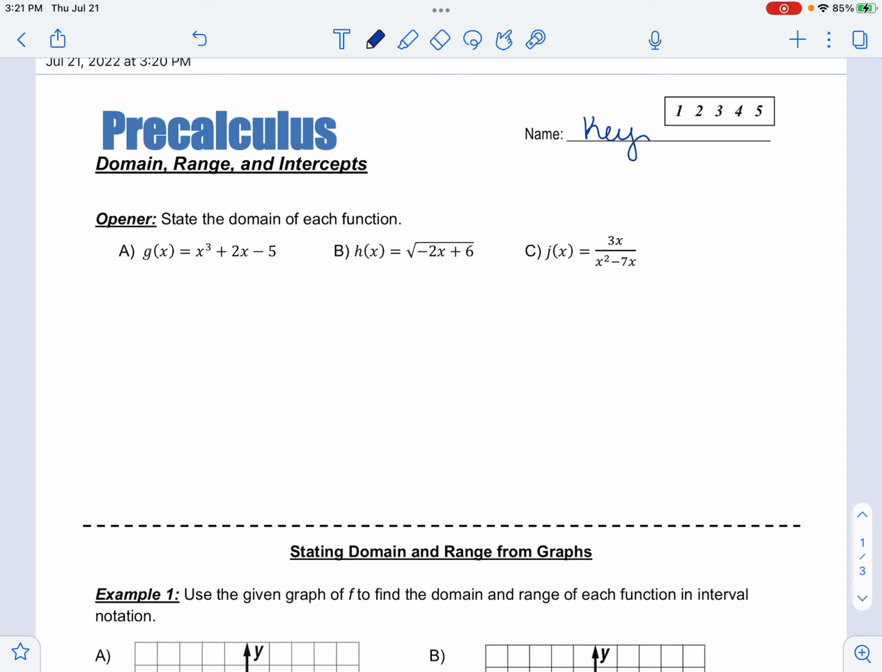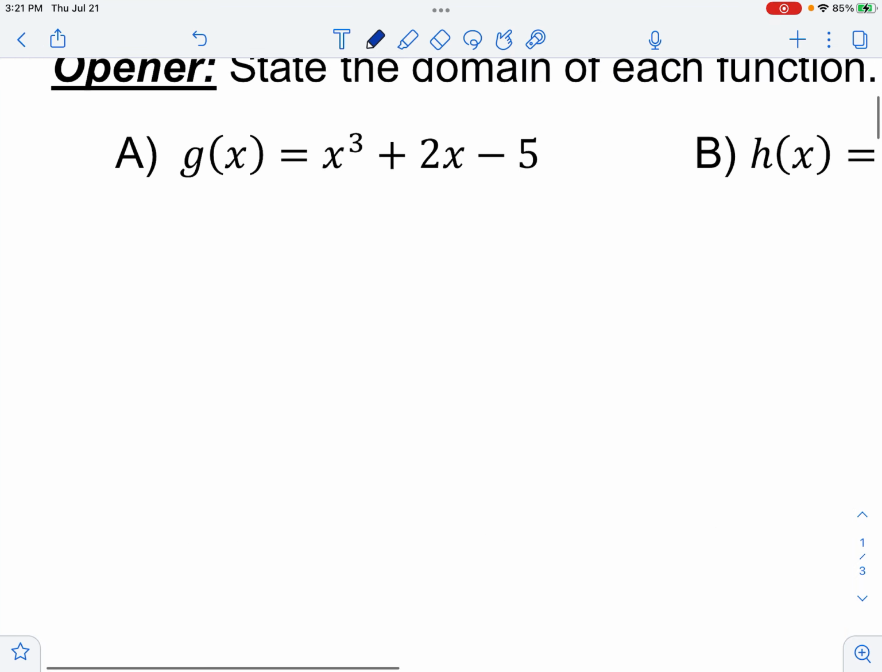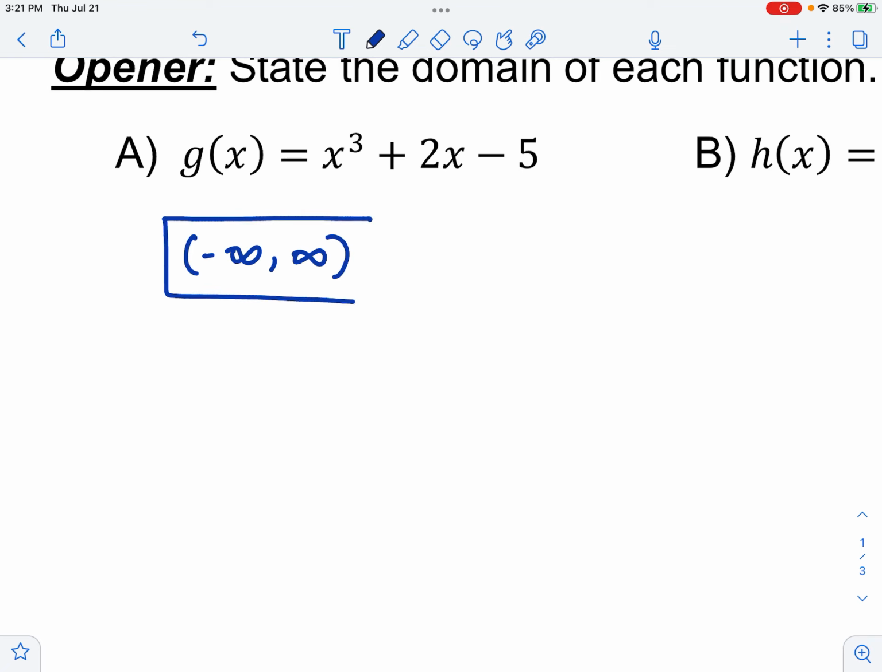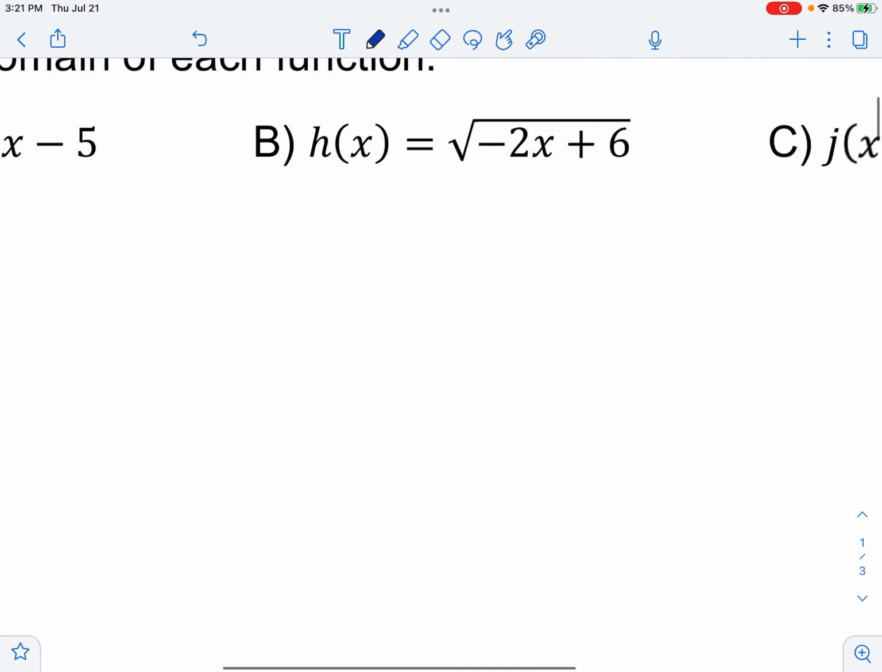All right, so remember when you're looking at an equation and trying to find the domain, you ask yourself, are there any restrictions? Are there any denominators? Are there any square roots? So in problem A, no, there aren't. Therefore, there's no restrictions, so the domain is all real numbers.